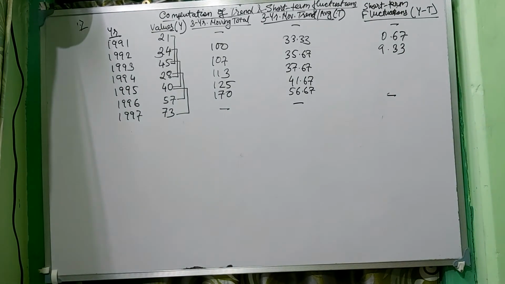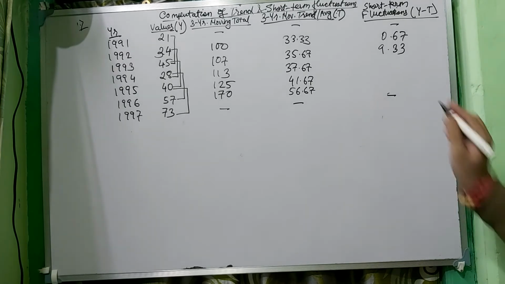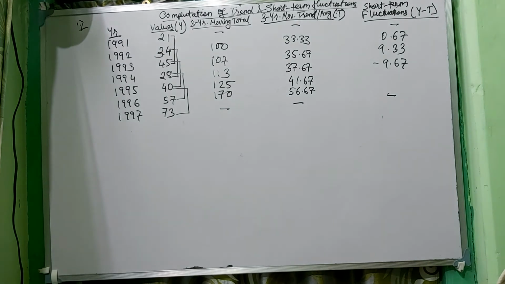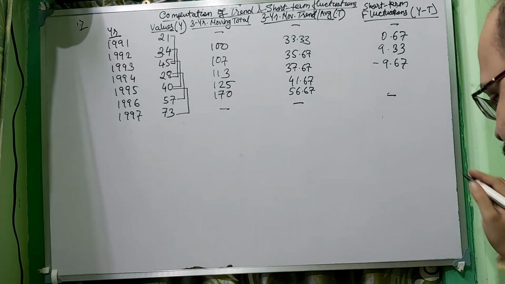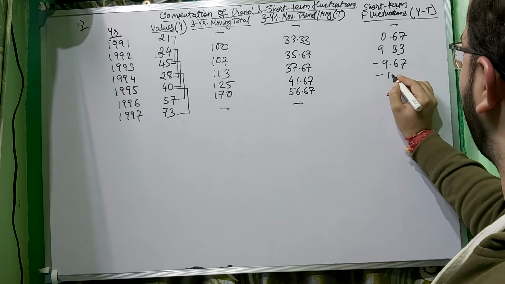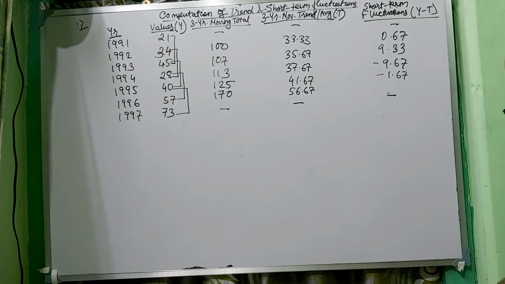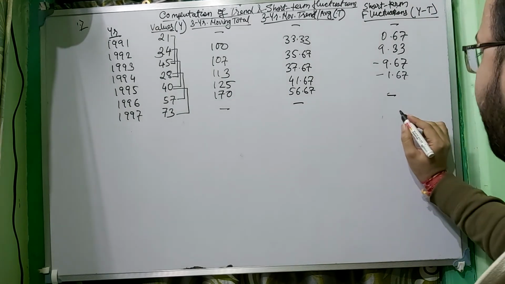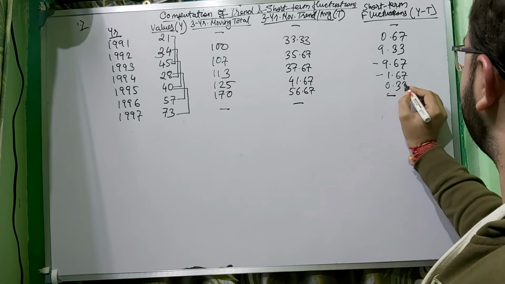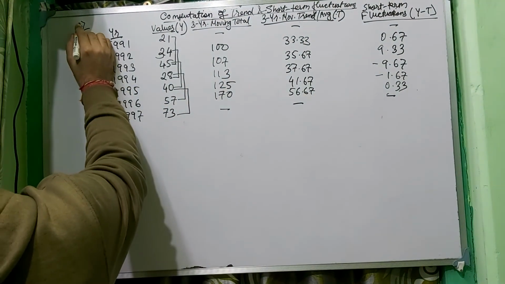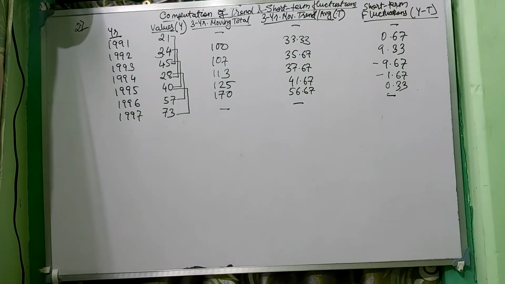Next, 28 minus 37.67 will be negative 9.67. Next, 40 minus 41.67 will be negative 1.67. And finally, 57 minus 56.67 will be 0.33. These are the fluctuations. So this is sum number 2, or example number 2, which I have provided you.